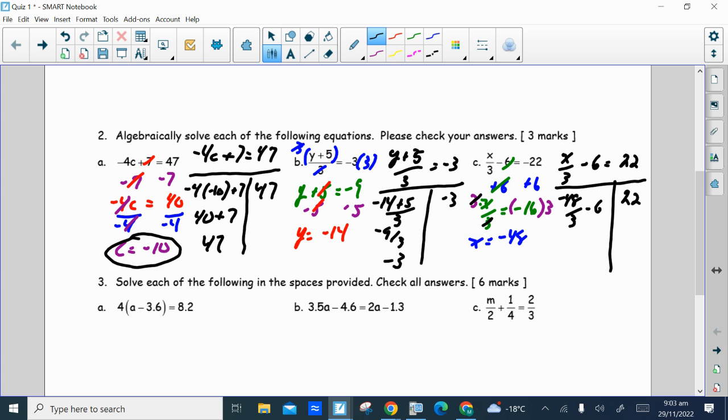Negative 48 divided by 3 is negative 16. And negative 16 take away 6 is negative 22, which I forgot to write the negative sign on the right. Negative 22. So it checks. We've just shown that our answer is correct. It works.